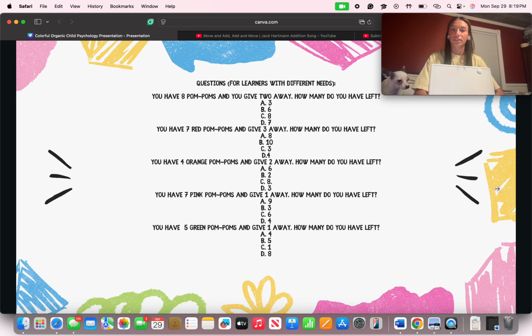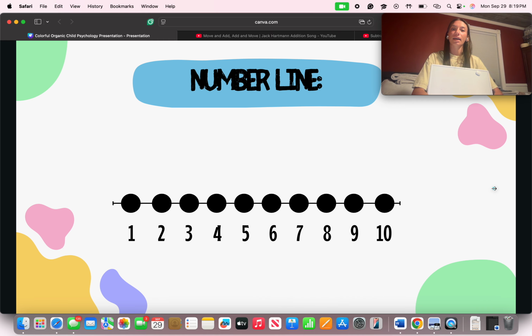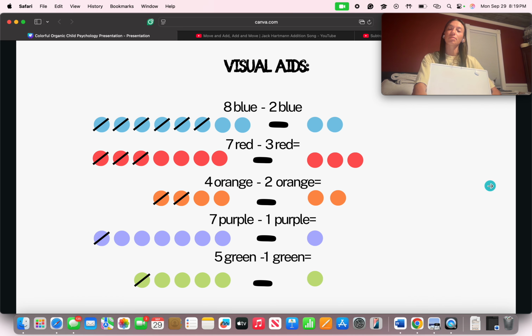Questions for my learners with different needs will have the simplified version. You have 8 pom-poms and you give 2 away. How many do you have left? And finally, for questions for my English learners: 8 pom-poms minus 2 pom-poms. How many do you have left? So for both the addition and the subtraction worksheet, they have been broken down into using plus and minus within the word sentence to help them distinguish what is being asked. Again, a number line for my English learners and my learners with different needs, as well as a visual aid.